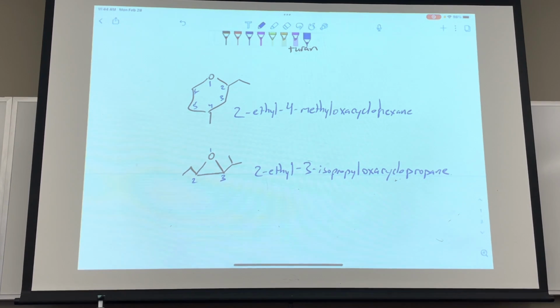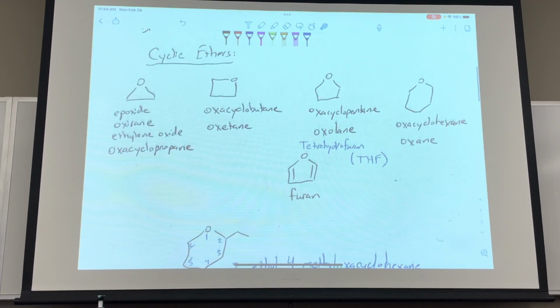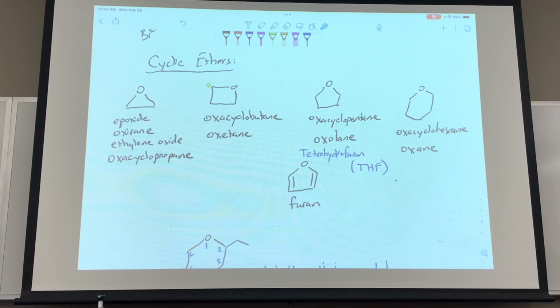Okay, pretty straightforward. Does anybody have questions on how we did this? Why is it propane again? Because it's a 3-membered ring. I know there are only 2 carbons, but the way these cyclic ethers are named is based on the overall ring size, not carbon number. Because it's a 3-membered ring, we call it an oxycyclopropane, in the same way that up here, this is a 4-membered ring, and we called it oxycyclobutane. So it's based on ring size, not necessarily carbon atoms.